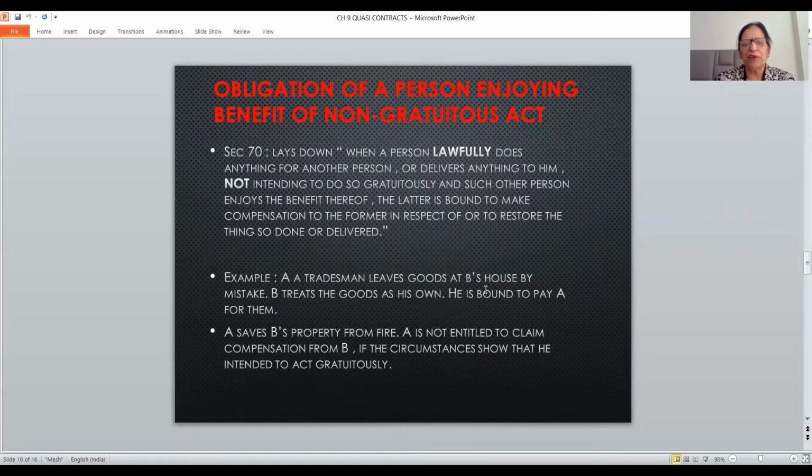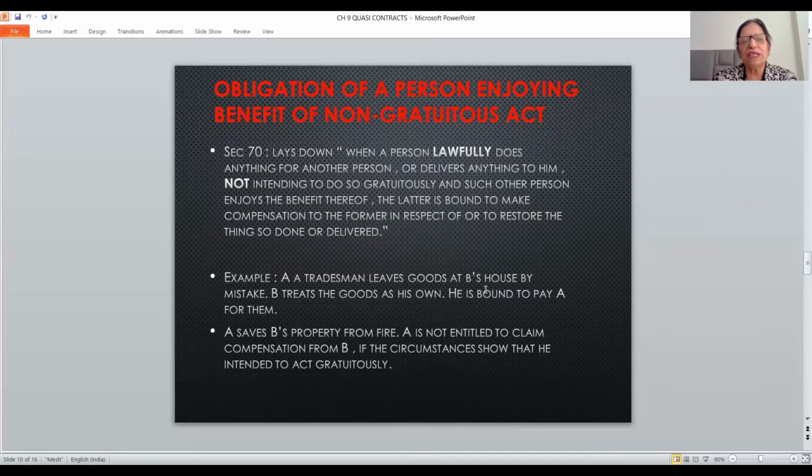Examples are before you, friends, and they will give you better clarification. A tradesman leaves goods at B's house by mistake. Now B thinks the goods are his own goods. He consumes them or uses them. Okay, so he has got the benefit of the goods. Now he is bound to pay A for them.